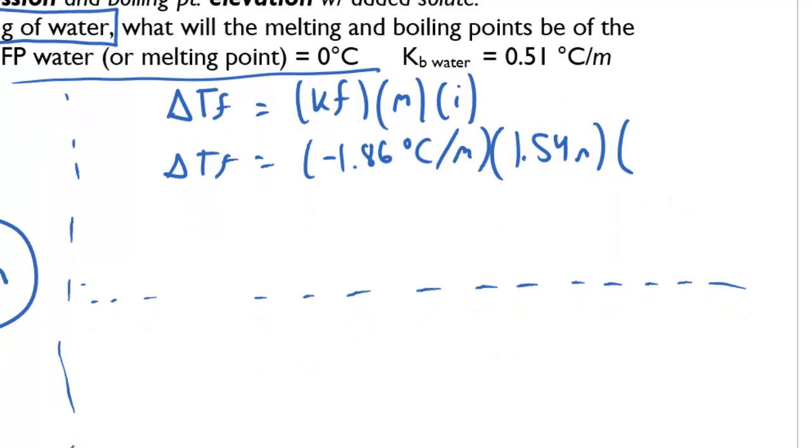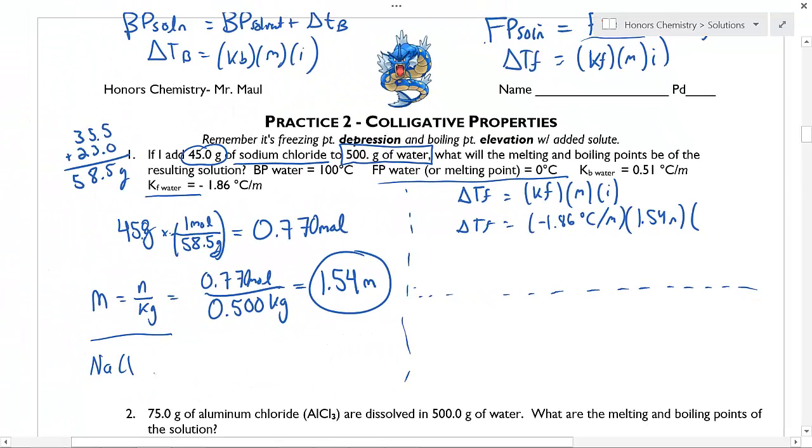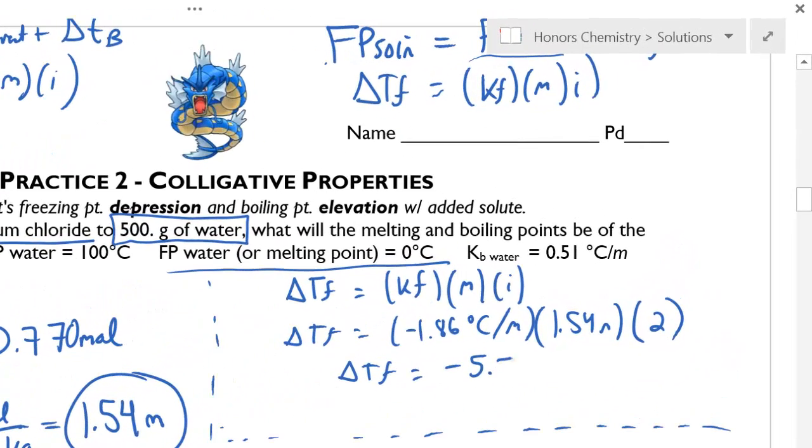When I look at my solute, I notice it's sodium chloride, NaCl. Because this is an ionic compound and it breaks into two pieces, Na plus and Cl minus, my i is going to be equal to 2 for this one. So I'm going to put a little 2 out in front. When I plug this into my calculator, I find that the change in temperature is equal to negative 5.7 degrees Celsius.